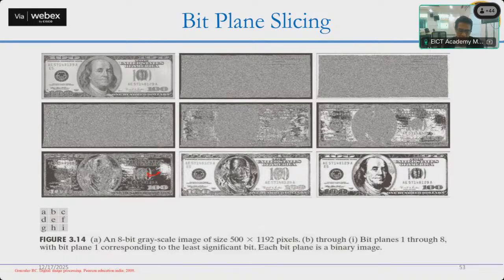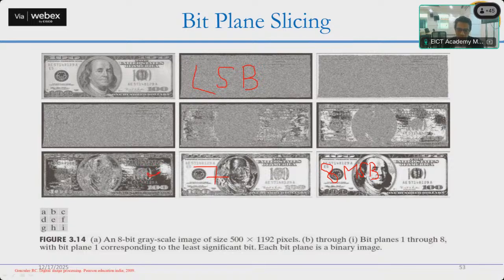See, then it is the sixth one. This is basically the seventh one, and this is the eighth one, which is with the MSB. This is the LSB. Is it? I hope it is clear.